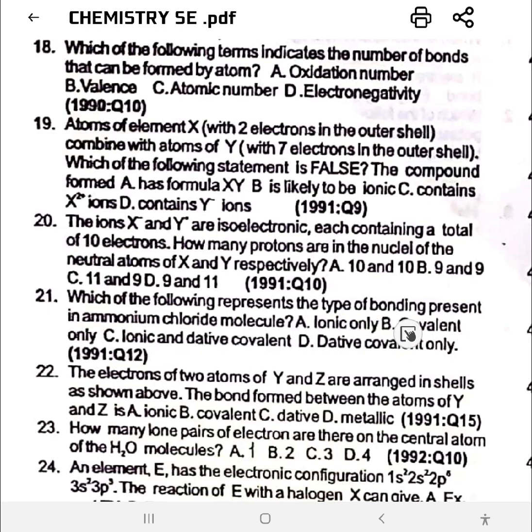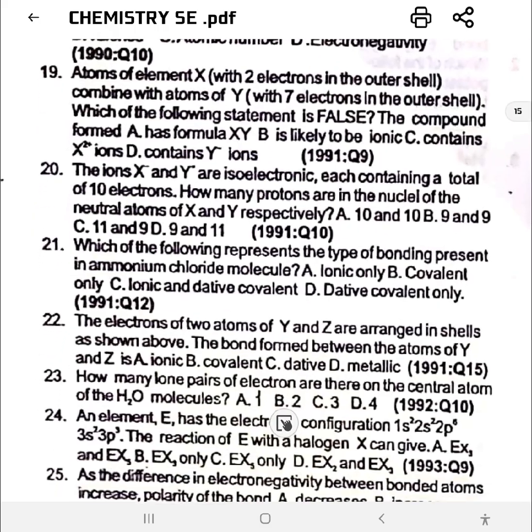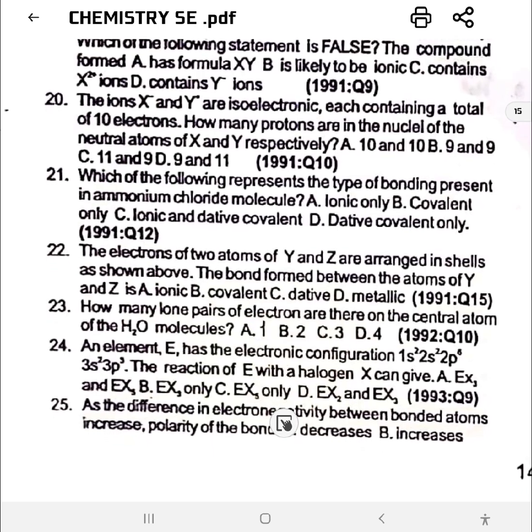21. Which of the following represents the type of bonding present in ammonium chloride? This question is repeated. You could see that option C, ionic and dative bond. 22. The electrons of two atoms Y and Z are arranged in shells as shown above. They didn't show us that, so skip that.